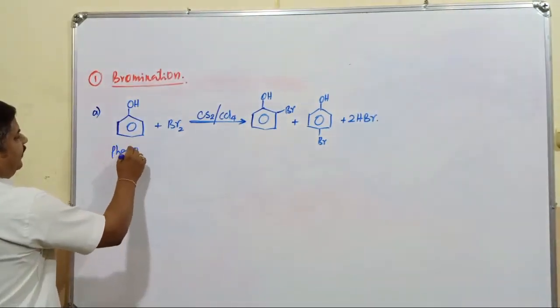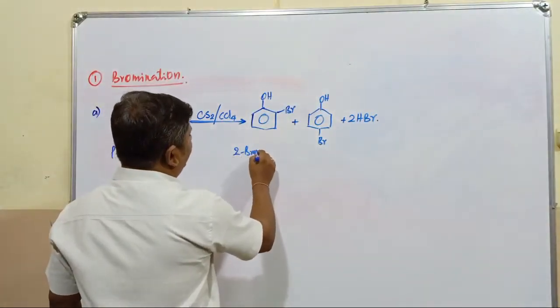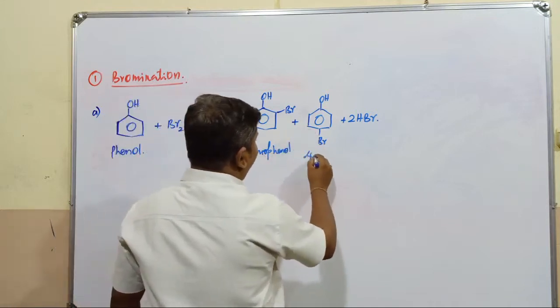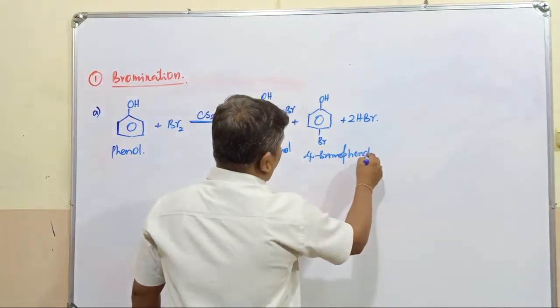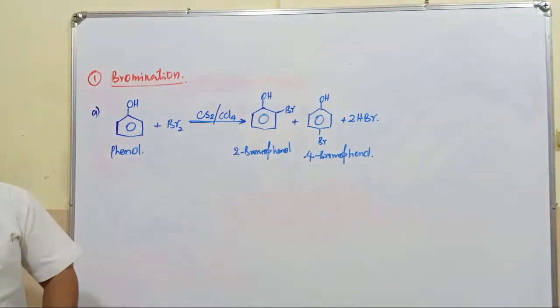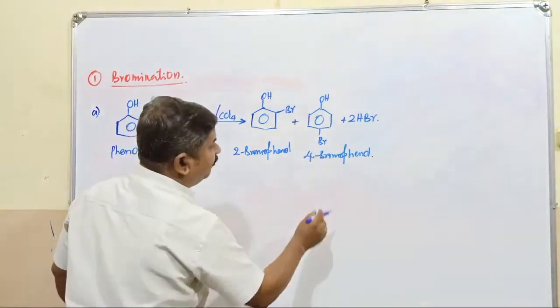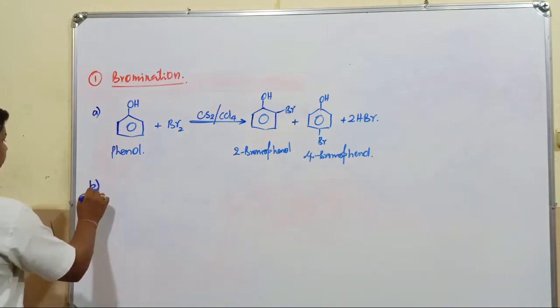This is known as phenol. Okay, what's the name of this compound? It is 2-bromophenol. This is 4-bromophenol. In case of these two compounds, 2-bromophenol and 4-bromophenol, usually the para isomer is going to be the more stable compound over the ortho isomeric product.